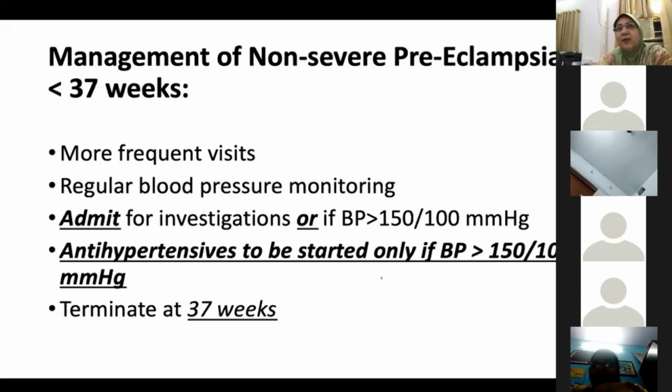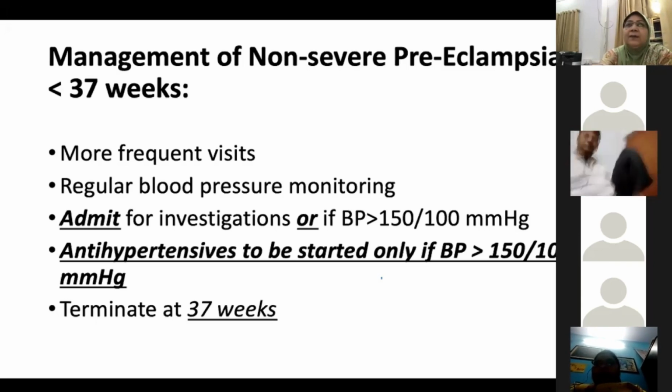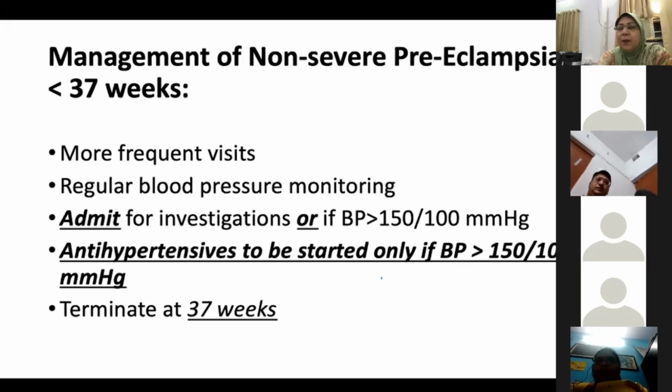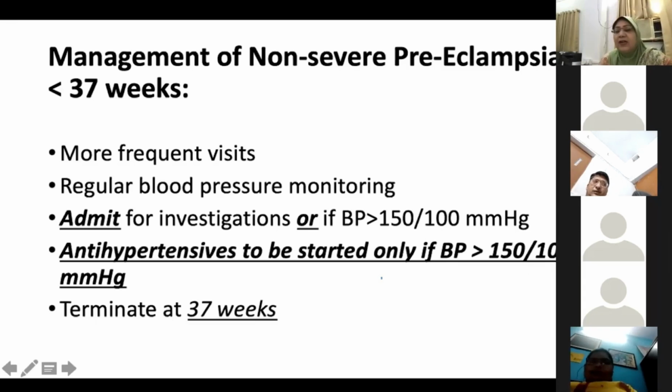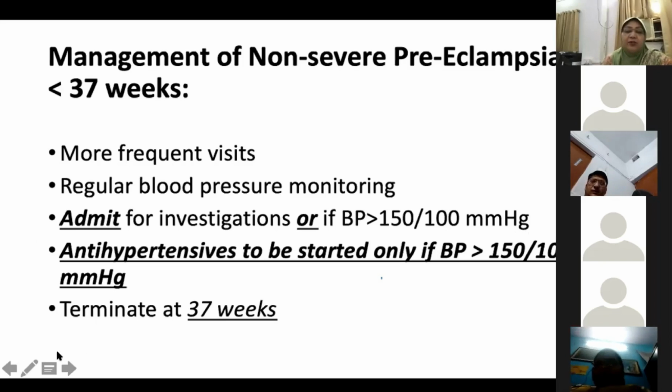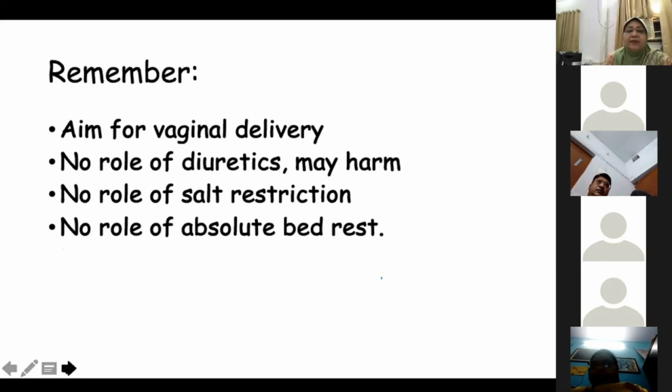That is it. So the kidney damage, the cerebral edema, the cardiac complications, and the fetal complications will all continue. The only thing is that they will be masked because of the antihypertensive that you have given. So do not start any antihypertensive. You only start at 150 by 100. Why? Because if it is beyond this, it can cause intracerebral hemorrhage, which is the leading cause of death. So do not give antihypertensive below that, and terminate at 37 weeks.